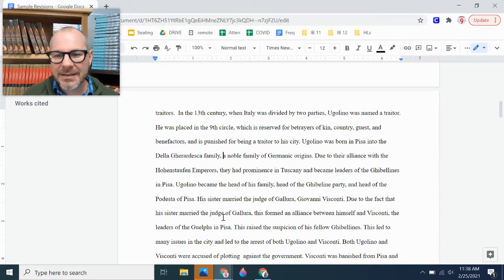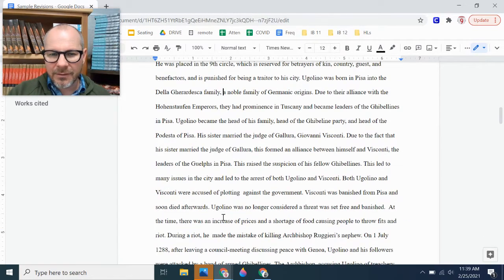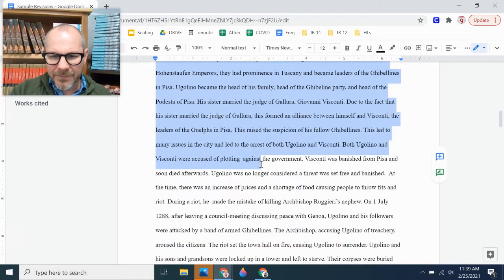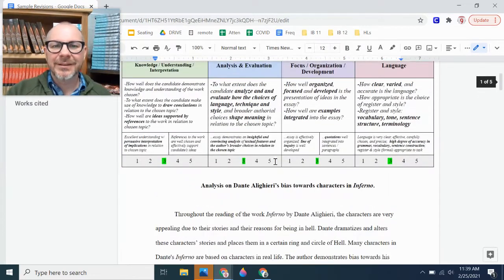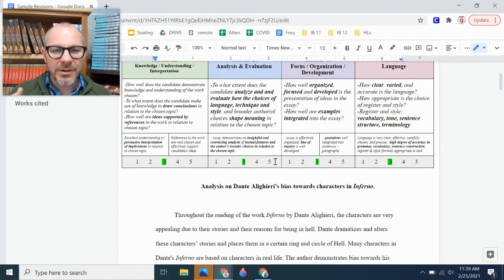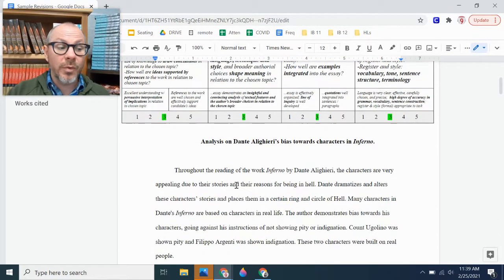Ugolino was born in Pisa into the Della Garcia family, a noble family of Germanic origins, due to their alliance with the Tuscany. Okay, so here's a lot of information, due to the fact this is history here. This is all history. And where did it come from? It's not cited. That's a lot of historical information that is not analyzing or evaluating choices in language, technique, and style. So that's the kind of thing that you want to be aware of.